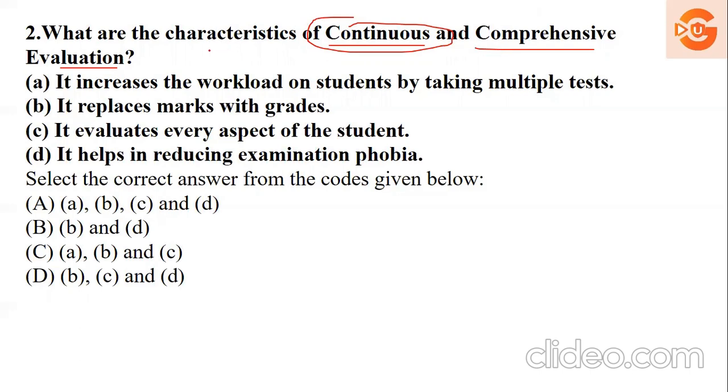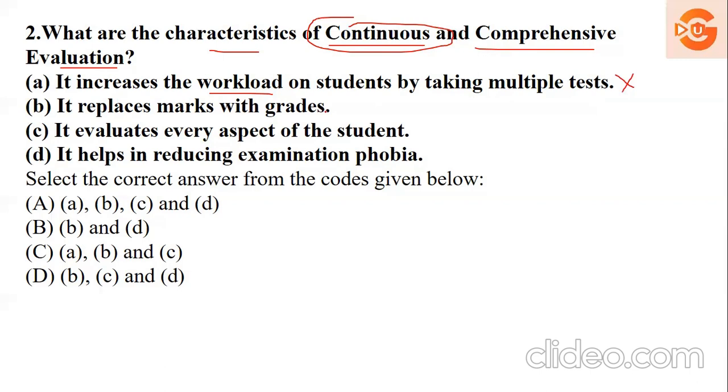Then what are its characteristics? We have been given certain characteristics, and we are supposed to pick the right one. The first is: it increases the workload on the students by taking multiple tests. Now see, it's very common. If you are talking about continuous development, it will never be a load. Continuous means it will help a child to move with progress easily. When we talk about load, development cannot happen. So this definitely can't be an option.